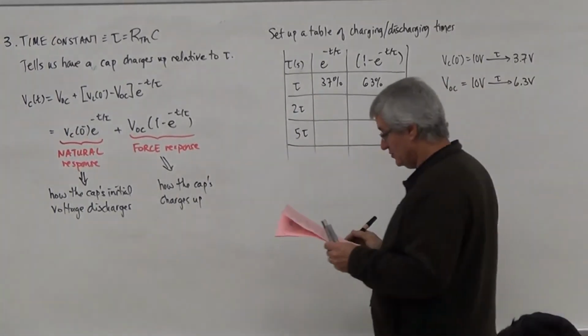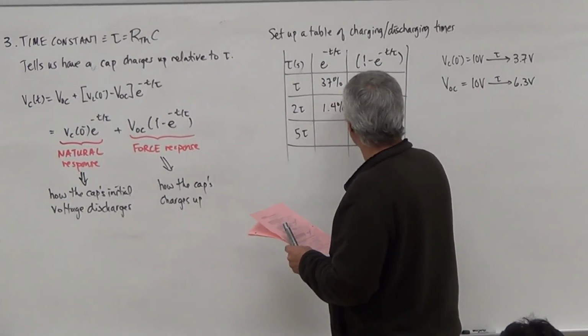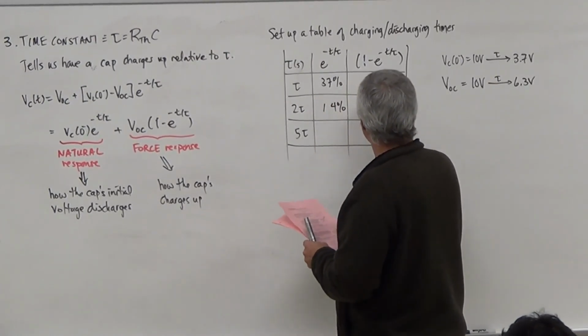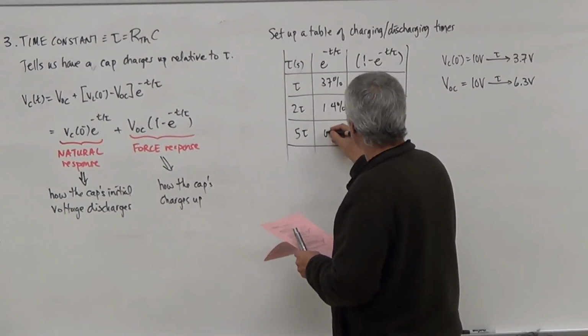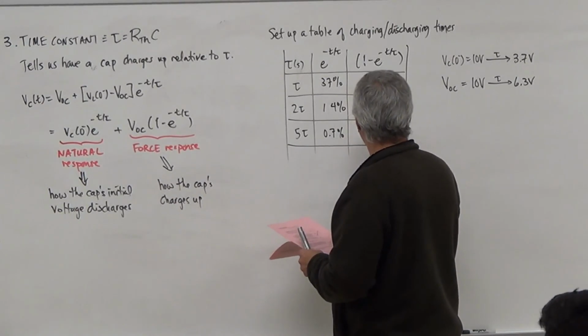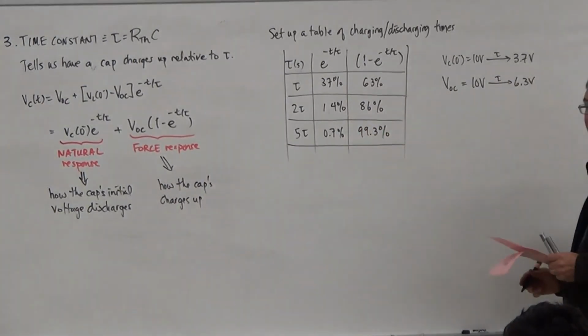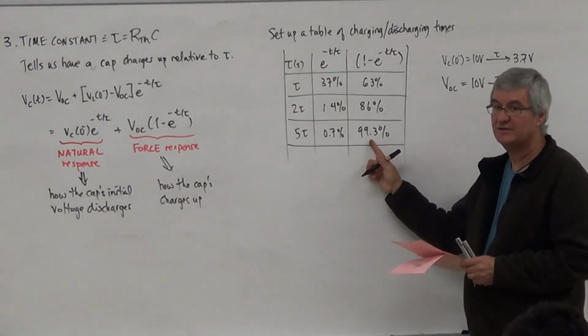And then if you go to 2 tau, it's 1.4%. Oops, no, it's 14%, excuse me. This is 86%. And if I go to 5 tau, it's 0.7%, and this is 99.3%. So you can see that at 5 tau, the circuit is effectively charged.